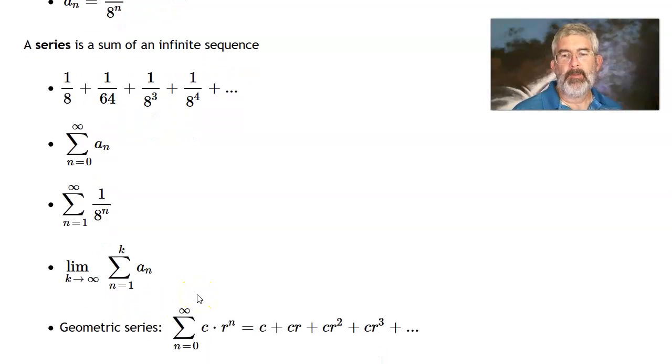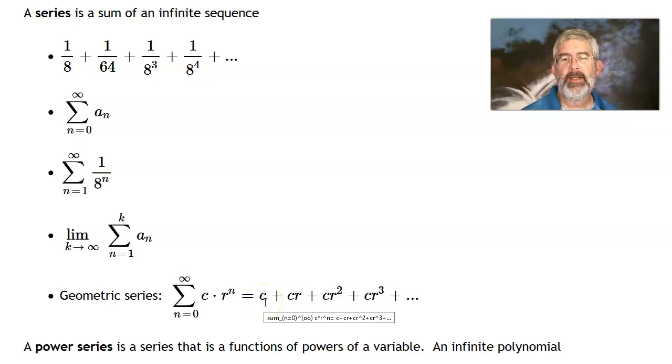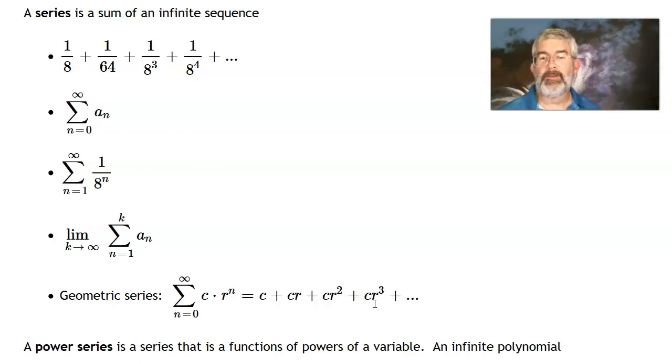Okay. One particular series that is used quite often, and we will use it in these upcoming videos, is what's called a geometric series. A geometric series is essentially one where each term in the sum is obtained by multiplying the previous one by the same thing. So if the first term in the summation is c, and I multiply by r to get the next one, then I multiply by r again to get the next one, and I multiply by r again to get the next one. So this is what's called a geometric series.